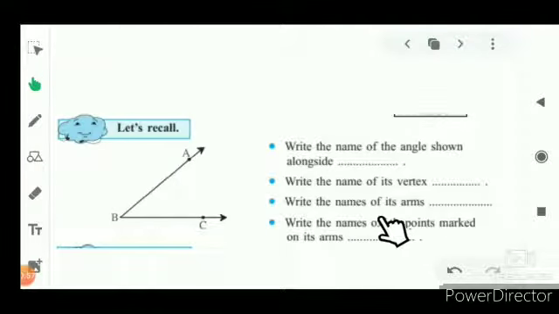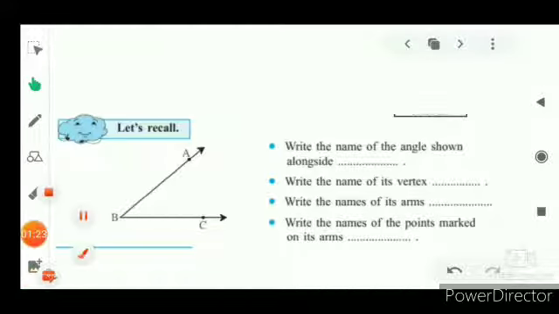Write the name of its arms. Here the arms are BA and BC. BA and BC are the two arms of this angle. Write the names of the points marked on its arms. So point A and point B are the points on its arms.